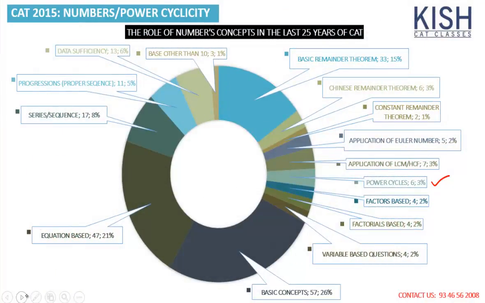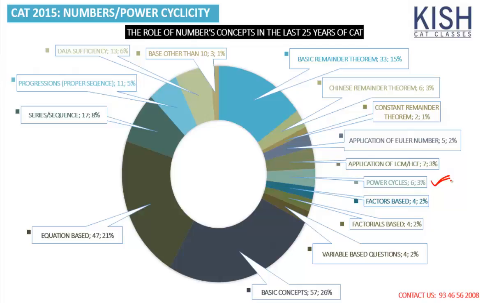This graph gives you a comprehensive idea of the numbers questions asked in the last 25 years, and the weightages for different concepts. Now, if you look at this one, this is power cycles. The 6 is the number of questions that appeared in the last 25 years of CAT, and it's equivalent to 3%. Now 3% is very limited and 6 questions are also very low.